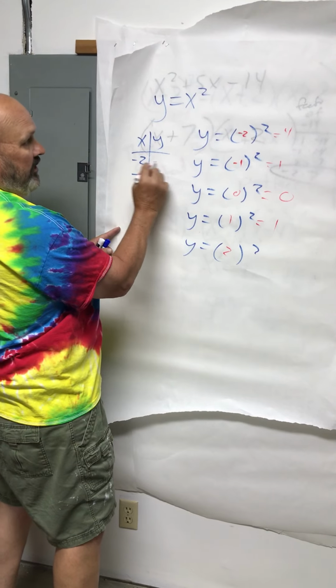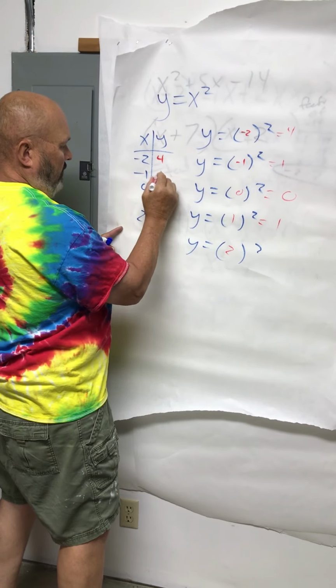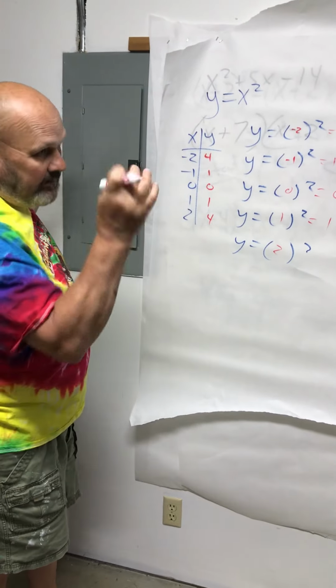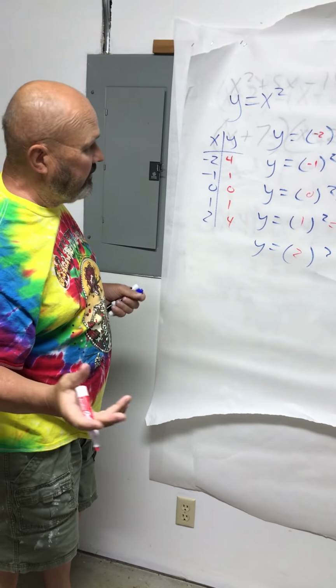So you would have, you stick in a -2, you get a 4, a 1, a 0, a 1, and a 4. These are always the same, and that's something we'll get into probably not till next year.